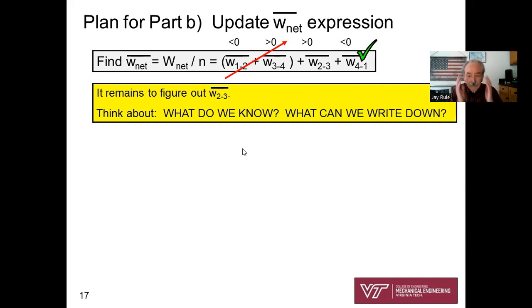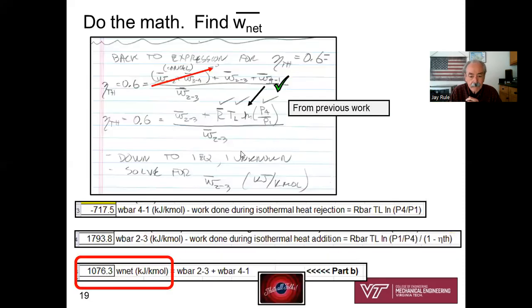So I went back to my PV diagram. I studied on it. I said, man, I'm having a rough time seeing how to get that. Well, what do I know? What kind of stuff is given to me in the problem? What else can I write down?